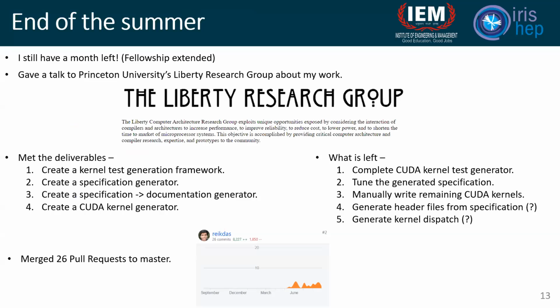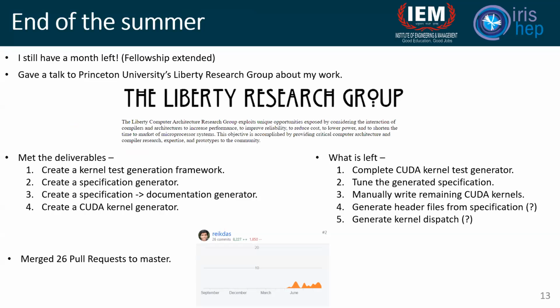So at the end of the summer, but it's not really the end because I still have a month left, the fellowship was extended. One of the things that I did during the summer was give a talk about my work on the Operator project to Princeton University's Liberty Research Group. And I met all the deliverables, which are creating this kernel test generation framework, creating the specification automatically, going from the specification to documentation, and being able to automatically generate a lot of the kernels to CUDA.